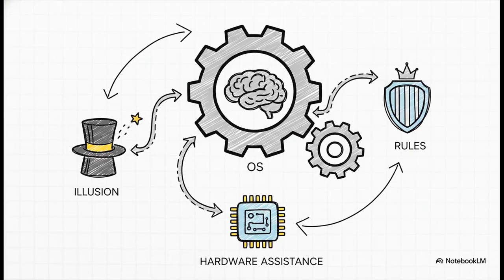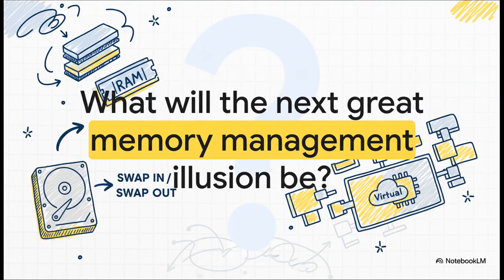And that's really the secret, isn't it? It's this beautiful, multi-layered system of illusions, rules, and hardware assistance that lets our devices perform these feats that seem totally impossible. It's what creates an experience that's smooth, stable, and incredibly powerful. This system has served us incredibly well for decades, but the demands we put on it are always increasing. Which leaves us with one final question to think about. As our programs and our data sets become ever more massive, what brilliant new trick, what next great illusion will computer scientists need to invent for the next generation of computing?